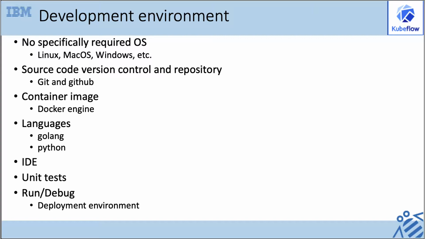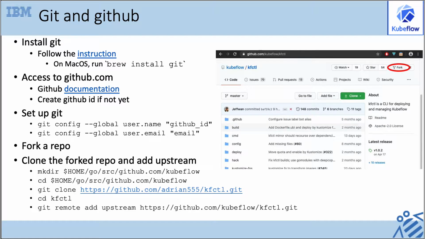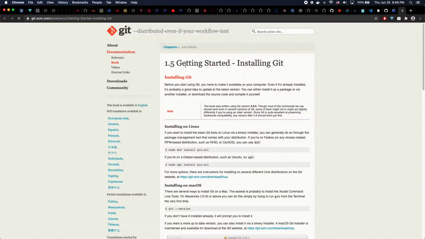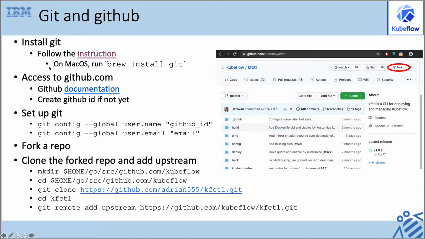We will go through these one by one. Go to the next. The first thing is Git and GitHub. I believe we already finished the module for that, so this is just a quick summary of what you need to know. To install Git, just follow the instructions here and get started. On Mac OS, you can just run brew install git.